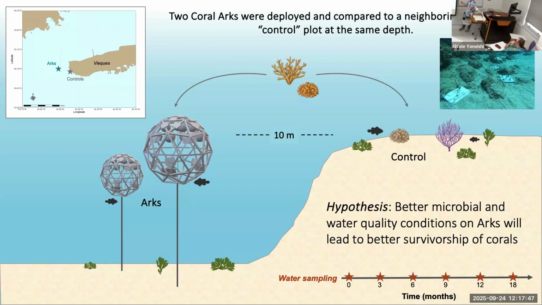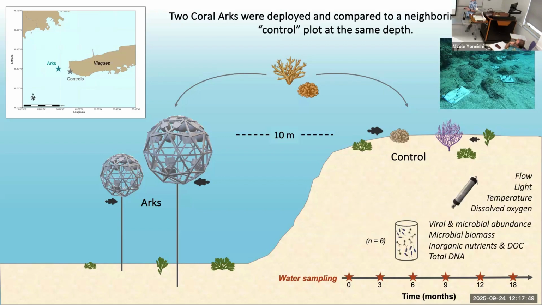And we measured a ton of stuff. We sampled over 2 years. Some things we measured were flow, light, dissolved oxygen and temperature, as well as all the macro stuff, which I'll talk about as well, corals, fish, etc. And then, of course, our microbial variables, so these viral and microbial abundances, microbial biomass, inorganic nutrients and DOC, and total DNA. And I'm only going to have time to show you some of these things today, but let's talk about what happened.